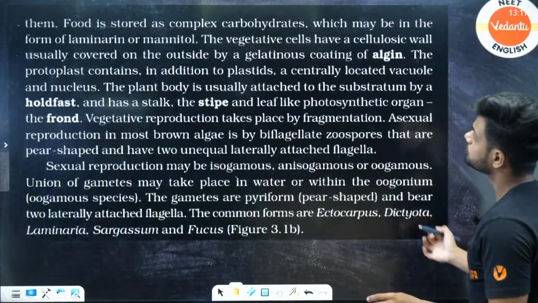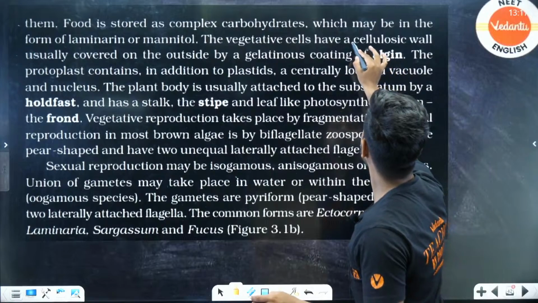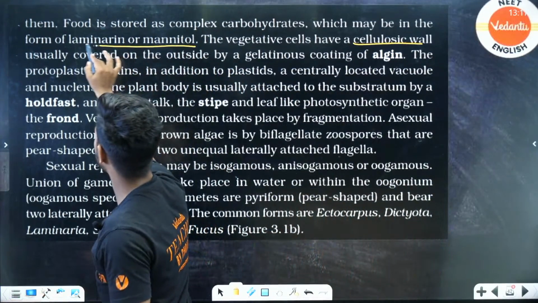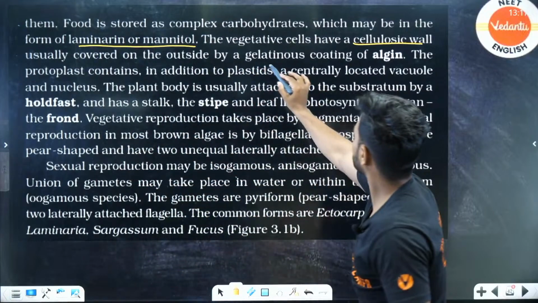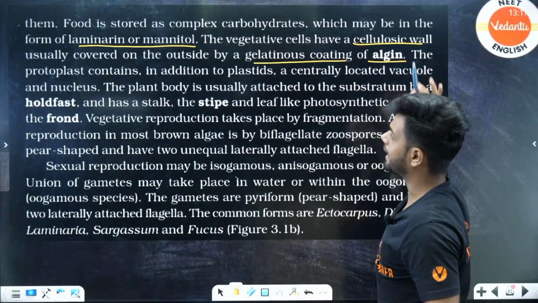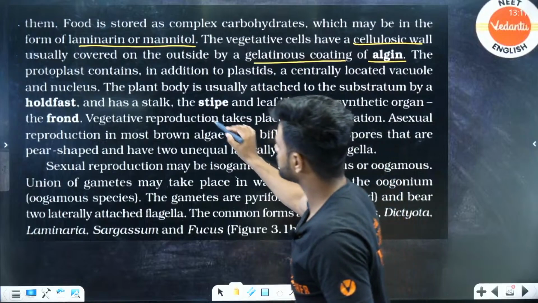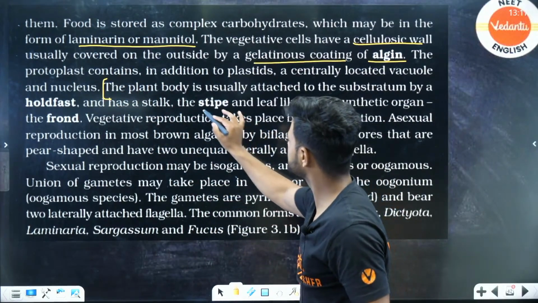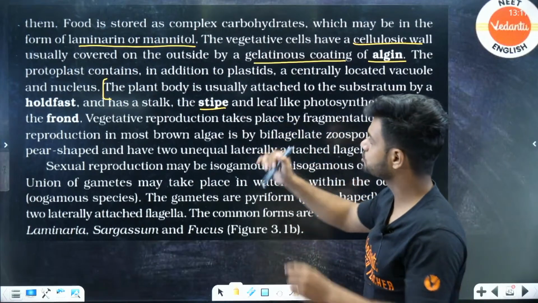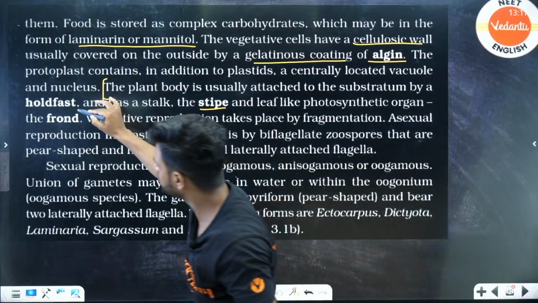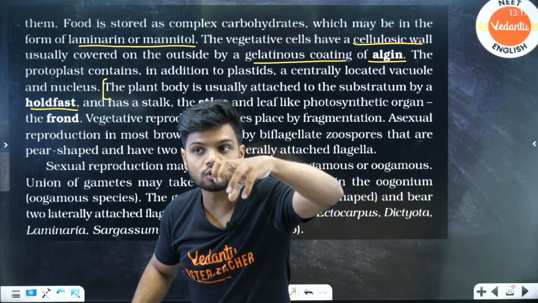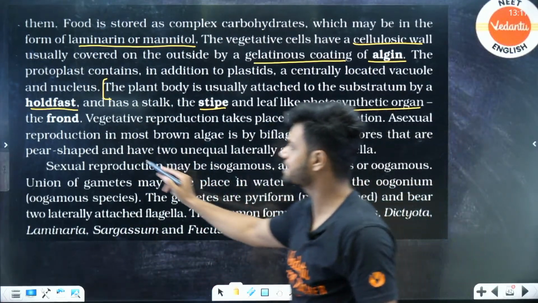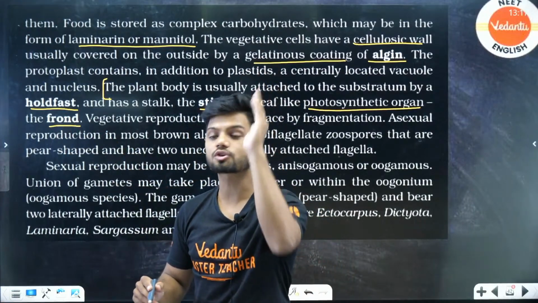NCERT line. Then we also learnt about the cellulosic wall. Food source material is laminarin and mannitol. There is a gelatinous coating called algin, a hydrocolloidal substance. Then we also learnt about the plant body: the stipe, which is the stalk. It has a holdfast, which helps to hold the substratum. We also learnt about the photosynthetic organ called the frond, a leaf-like structure.